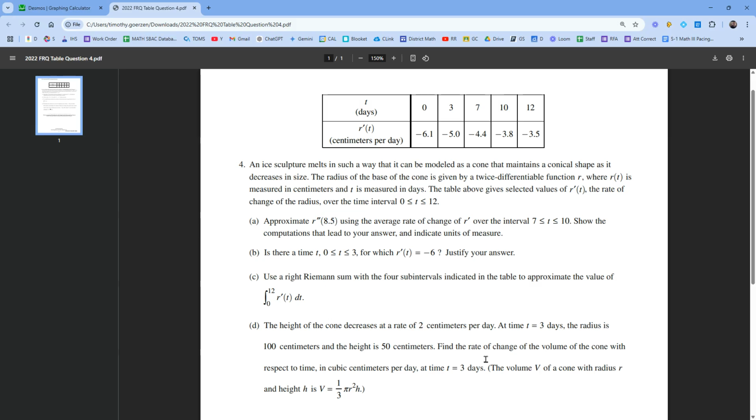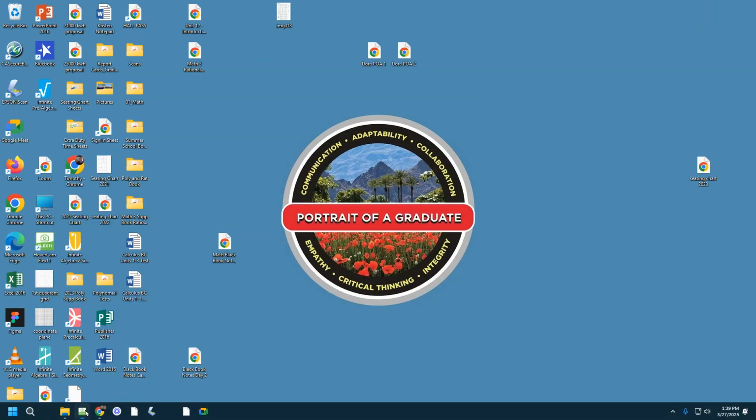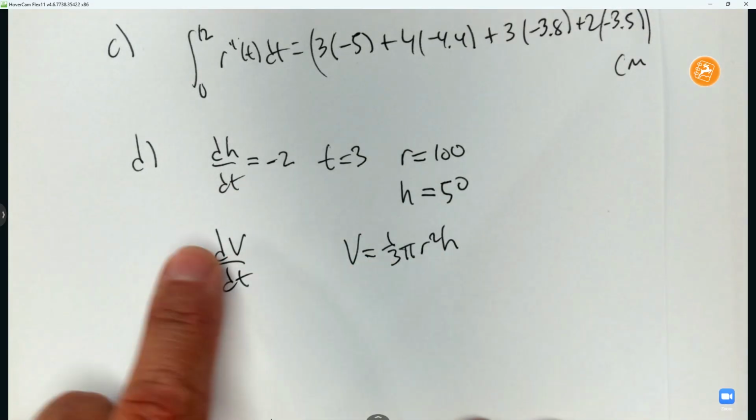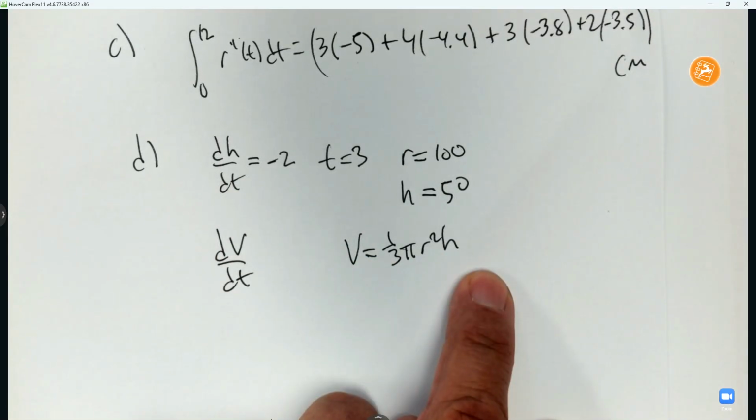And what am I looking for? Find the rate the volume is changing. That's dV by dt. That's what I'm looking for when t equals 3. And it gives you a formula to start with. So we're going to start with the volume of a cone, and then we'll work at it together right now. So we took the information down that I was given in the question. We're going to start here. This is what I'm looking for, so I need to take the derivative.